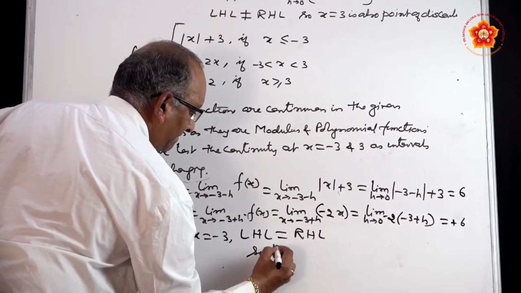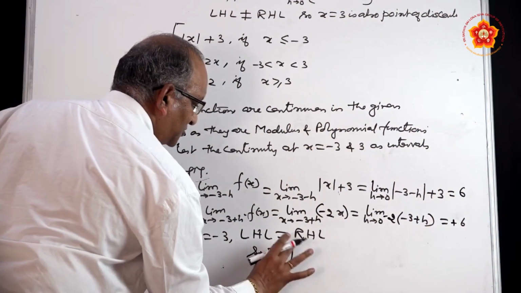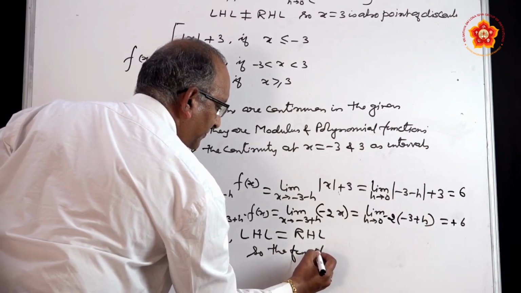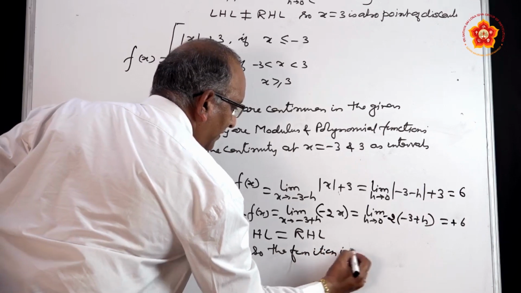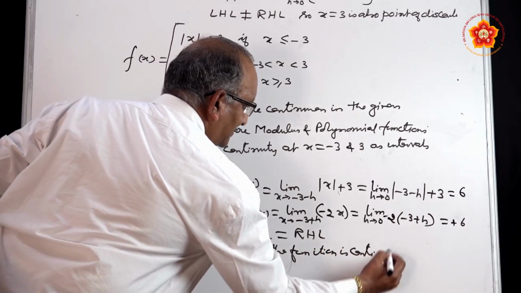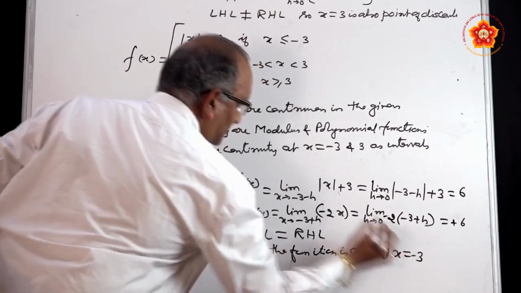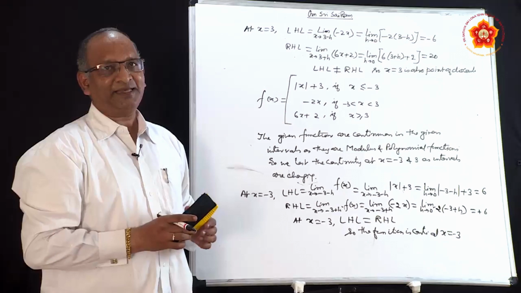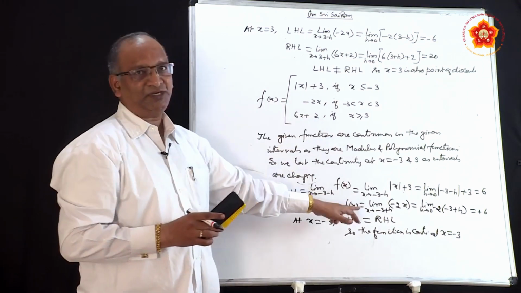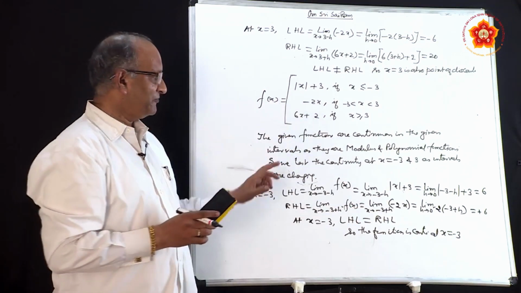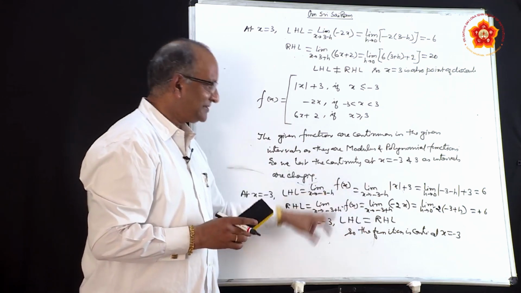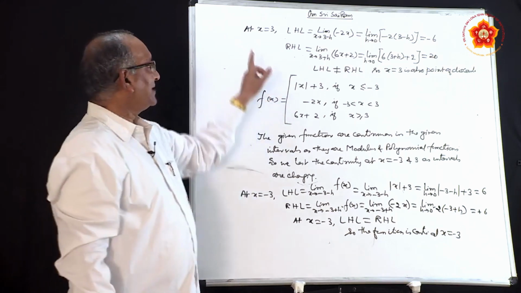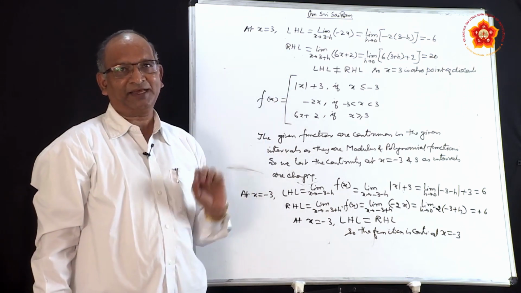So, the function is continuous at x equal to minus 3. So, this is the correction which we have to do in the problem. We have not taken the minus sign into consideration when we are taking the function. So, please make this correction, and you find that at x equal to minus 3 it is continuous. So, there is only one point of discontinuity, that is x equal to 3. So, that is the conclusion.